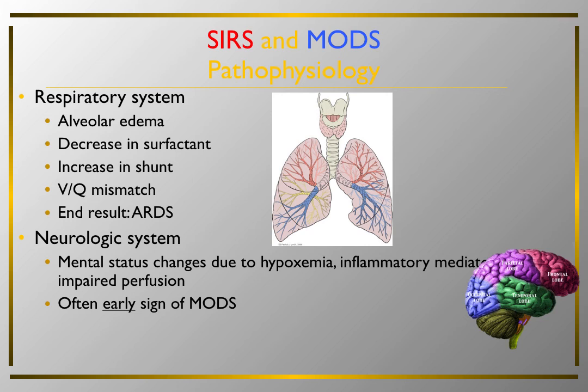Patients with ARDS require aggressive pulmonary management with, of course, mechanical ventilation, and the patient may become confused and agitated, combative, disoriented, lethargic, or even comatose. Now, in terms of the neurologic system, the mental status changes due to hypoxemia can occur along with inflammatory mediators or impaired perfusion, often early signs of MODS.